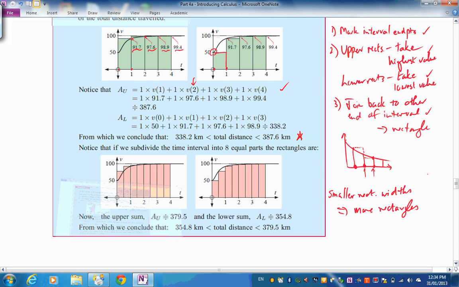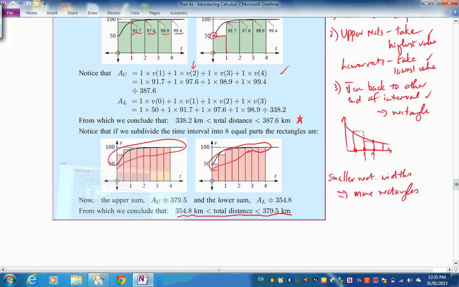Okay, so a couple of ways of saying that. You can either say, well, I'm going to make the rectangles smaller in width, or I'm just going to have more of them. Either way. Can you see, and this is starting to get interesting here, can you see that the difference between these is actually getting less, because the rectangles with that smaller width are coming closer to the same area, and therefore here's our inequality again now. The actual area, or the total distance in this context, is jammed between 354.8 and 379.5. All right, very good. Time for you to have a go.